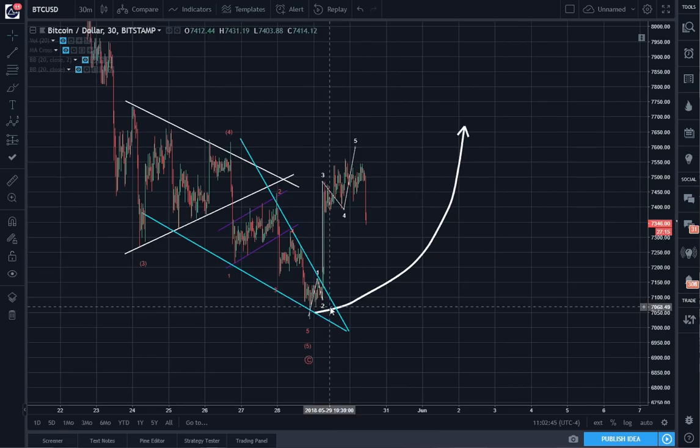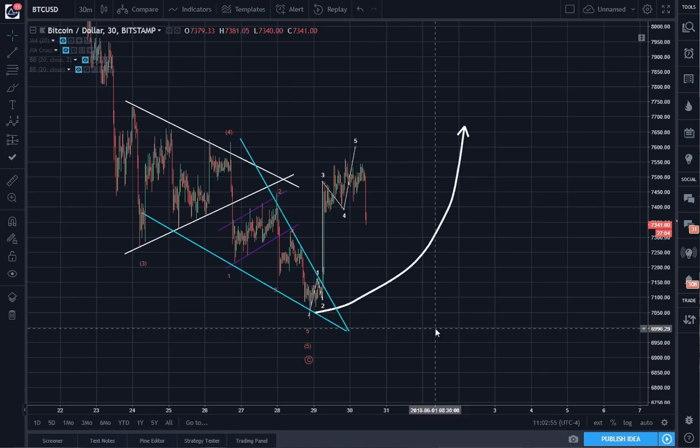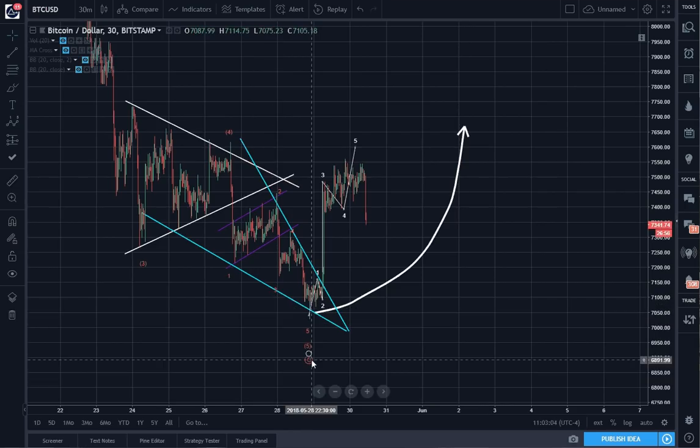Now, the leading diagonal, the same thing, 1, 2, 3, 4, 5, except instead of 3, 3, 3, 3, 3, it's a 5, 3, 5, 3, 5, 3, 5, 3, 5. However, it still allows for overlapping. And the fact that the ending diagonal appeared at the wave 5 or 5C was quite a good timing.